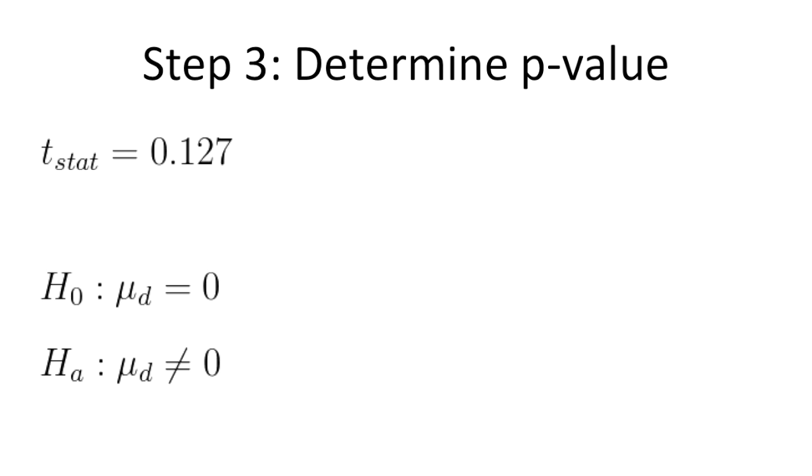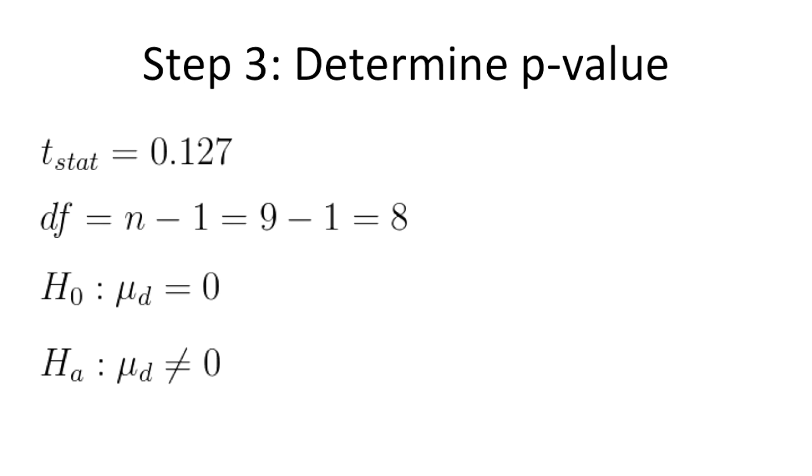Step 3, determine p-value. We have our t-test statistic that we just computed. And from our original hypotheses, we know that we're doing a non-directional test. Degrees of freedom for a paired means t-test is the same as it was for a single sample t-test, the sample size minus 1. Note that the sample size is the number of pairs. In this case, we had 9 students, so the degrees of freedom equals 9 minus 1, or 8.